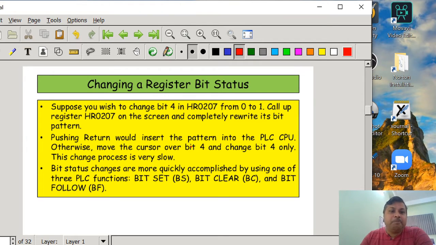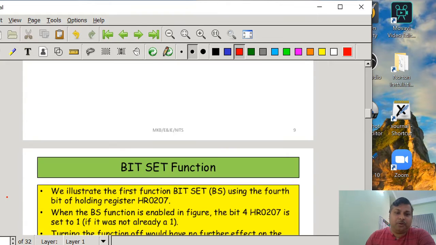That's why bit status changes are more quickly accomplished by using one of three PLC functions: bit set BS, bit clear BC, and bit follow BF. So BS, BC, and bit follow. From the names it is clear what bit set and bit clear functions would be, and we are going to understand the bit follow function.